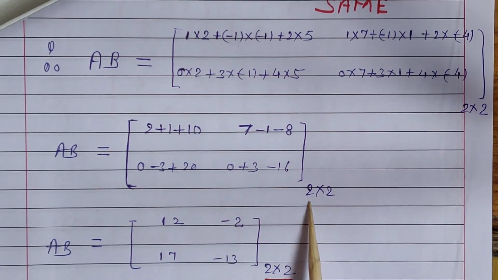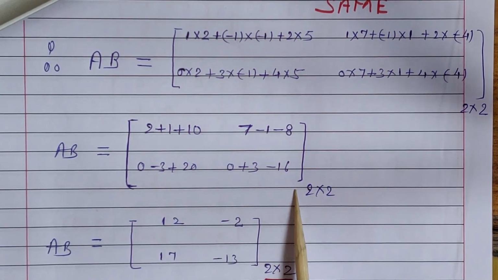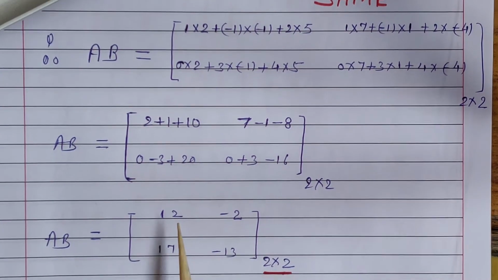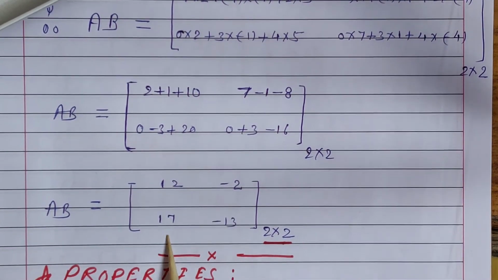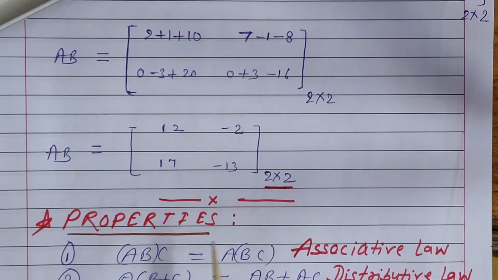Its order will be 2 into 2 because there are 2 rows and 2 columns. Now again finally we will get AB equals to 12 minus 2, 17 minus 13. Its order will be 2 into 2.